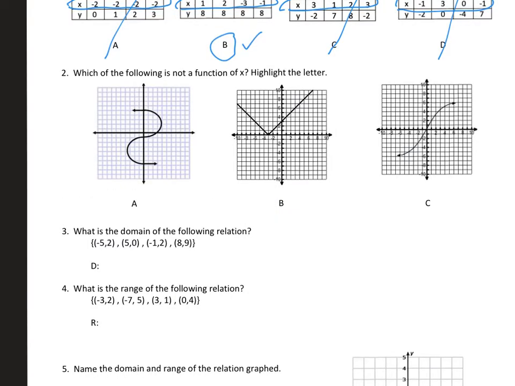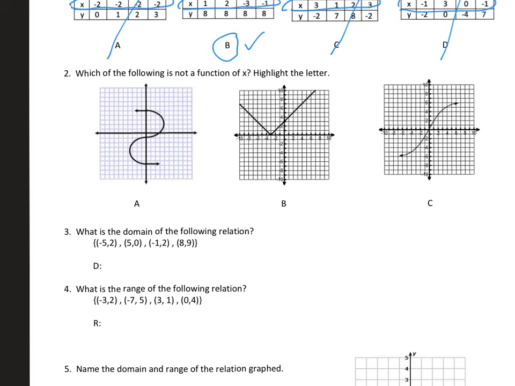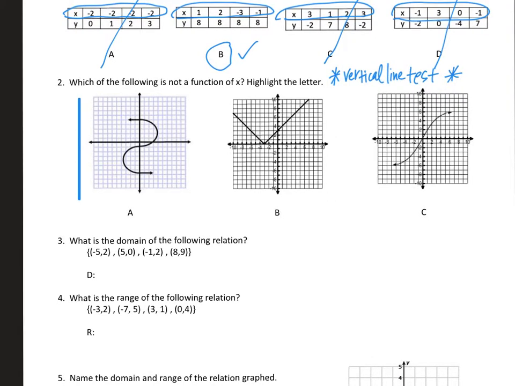So when looking at a graph, in order to determine if it's a function or not without being given any other information, we need to do the vertical line test. So I'm just going to write that off to the side, vertical line test. If it fails, then no, it's not a function. If it passes, then yes, it is a function.